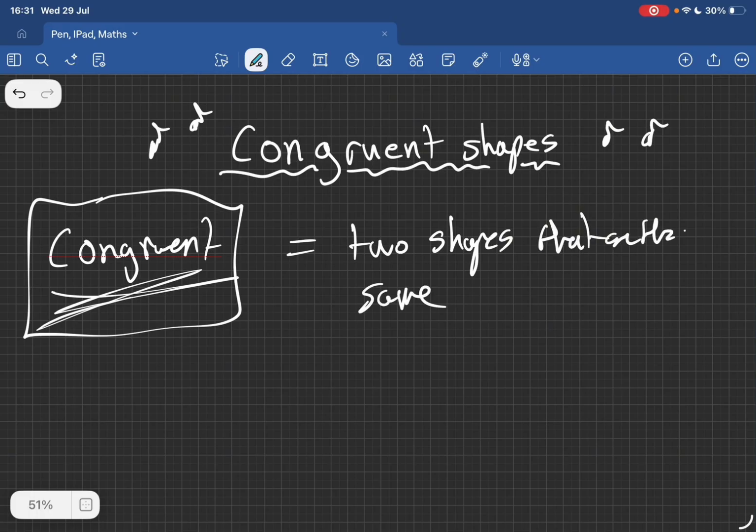They're the same shape. They might have been rotated a little bit, but the exact same shape. If you rotate them around, place them over each other, they overlap completely. They're the exact same shape.